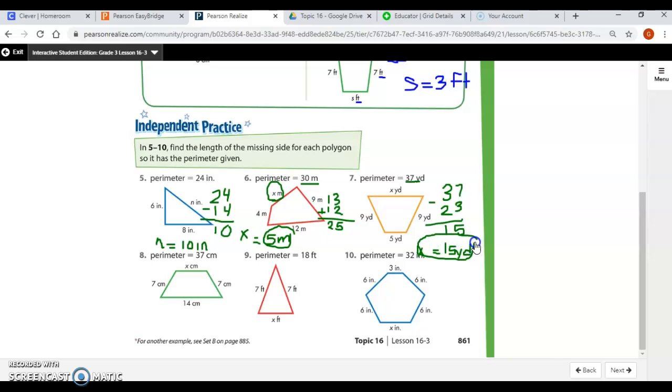All right, boys and girls, on the next slide, you have numbers 8, 9, and 10. You are going to do numbers 8, 9, and 10 on your own. So you have to find the length of the missing side for each polygon with the given perimeter. So you're doing exactly what I did, and today I did 7 examples. So I think you have plenty of examples. So you need to do numbers 8, 9, and 10 on your own on the next slide.